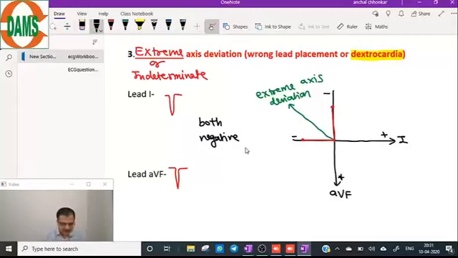Axis deviation: why is it towards the right shoulder? Because the left ventricle in dextrocardia is on the right side and it is posterior. The apex is posterior, so the voltage will go to the right upper shoulder. Now come to the questions.